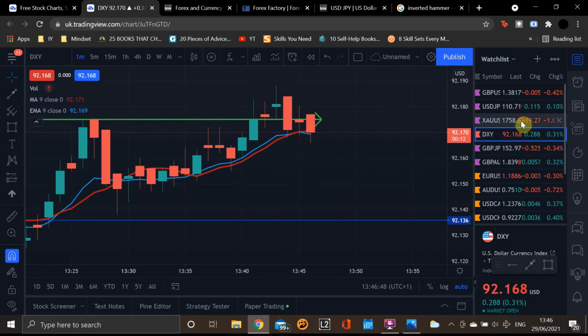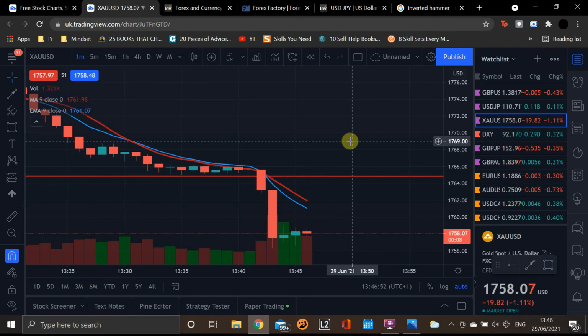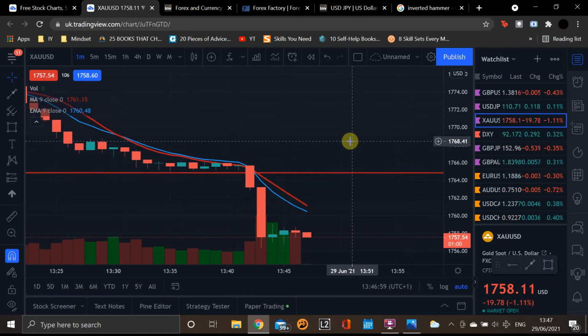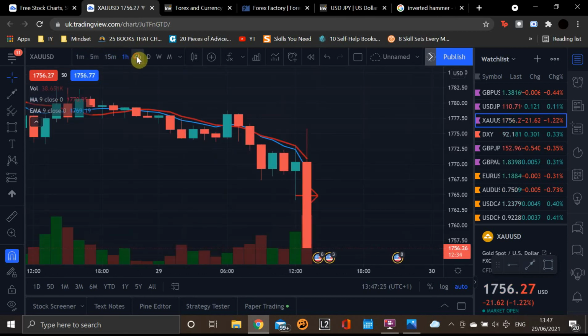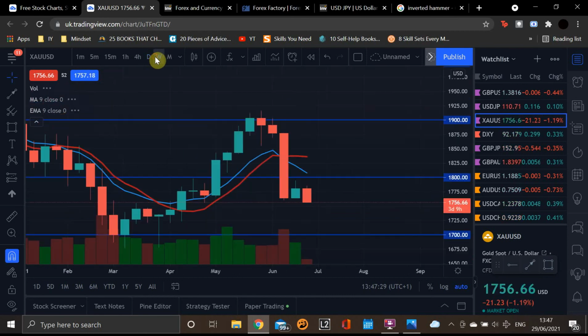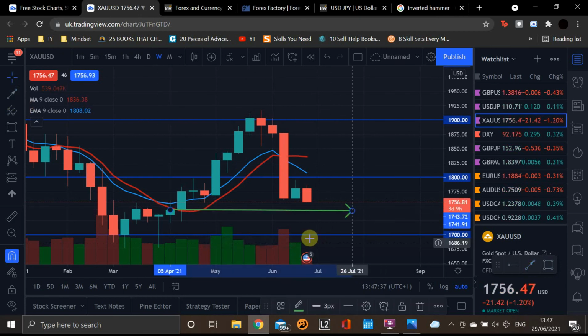DXY is going down. See what's happening with gold. Yeah, I just need to keep investing in my education and backtesting. That's it. GBP USD is going down, but there's no points that I can... Maybe this point here. Maybe it's trying to reach that area. Sorry, this is gold. Sorry, my bad.